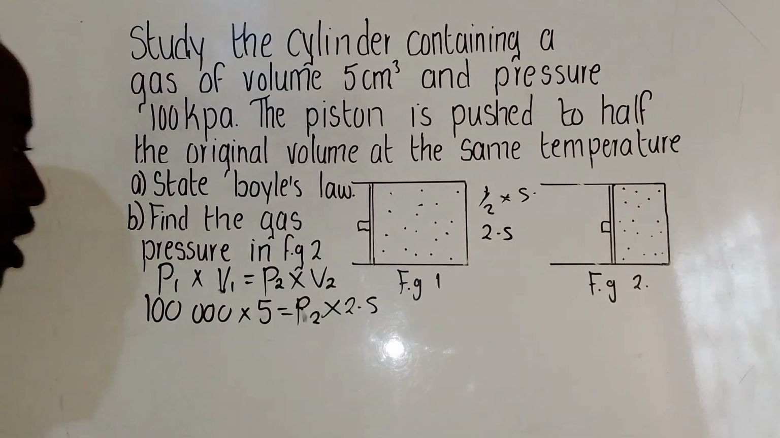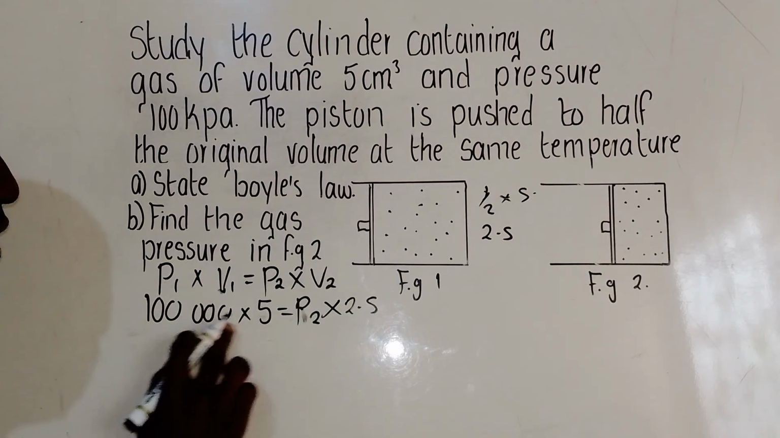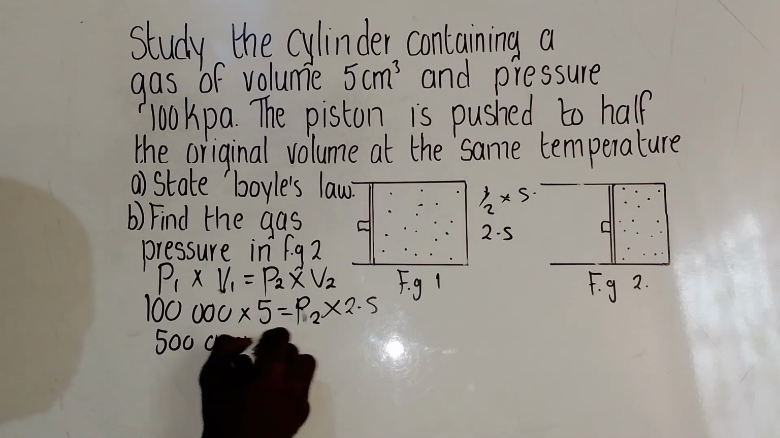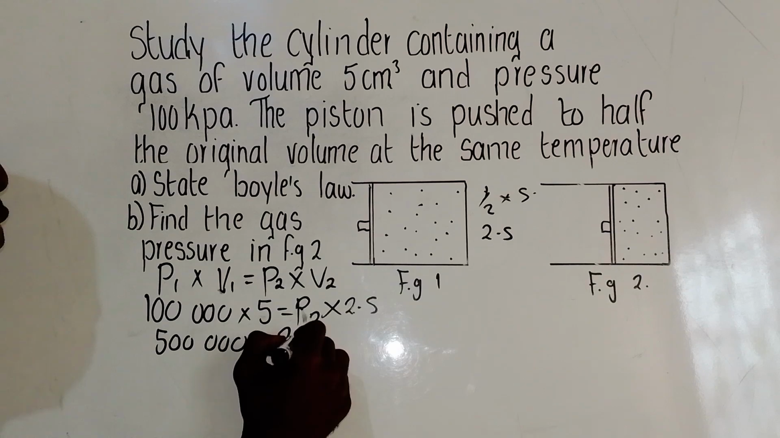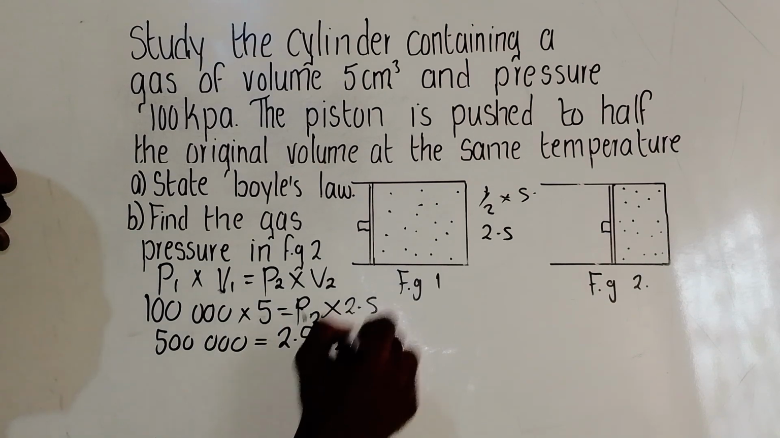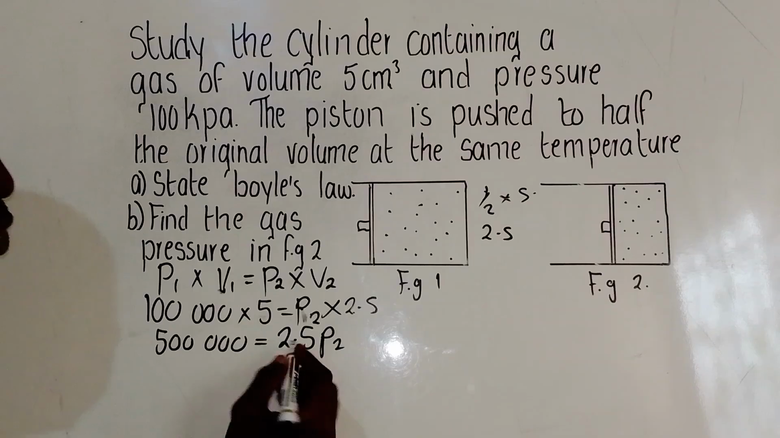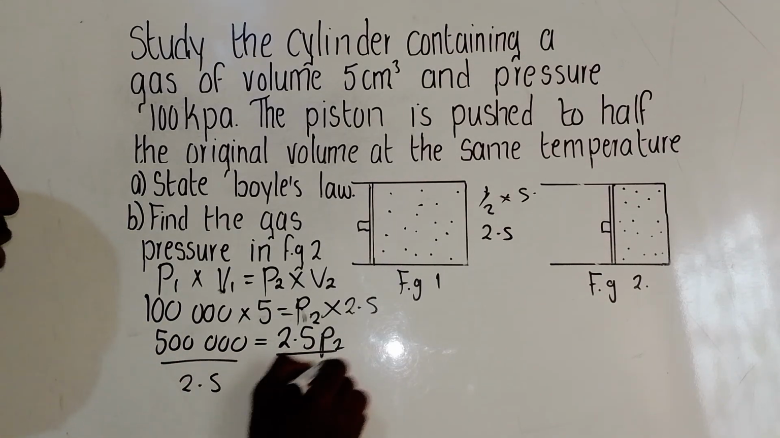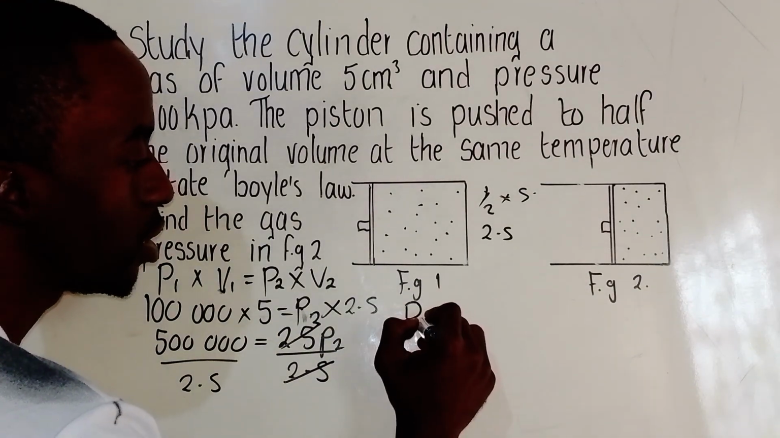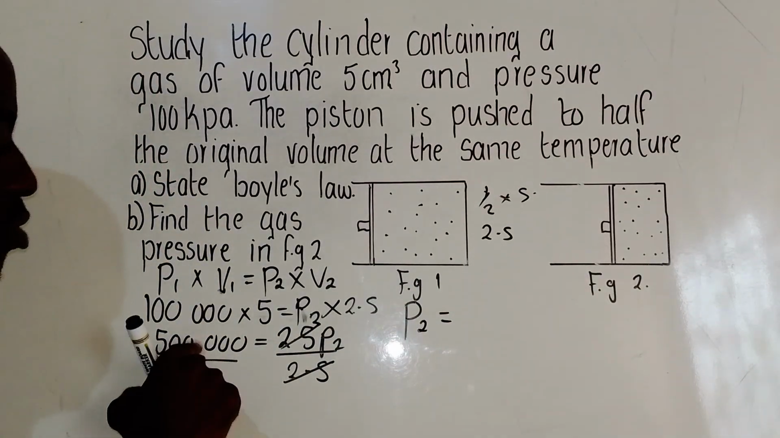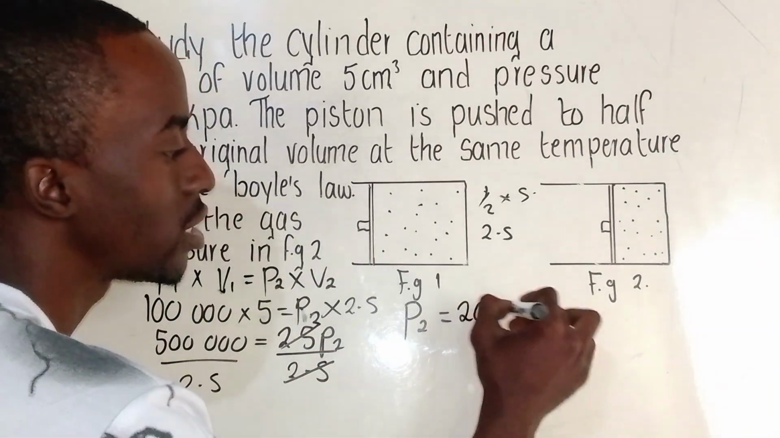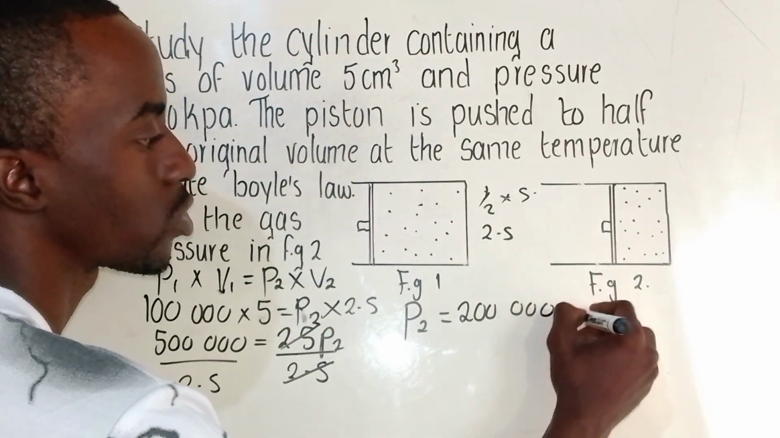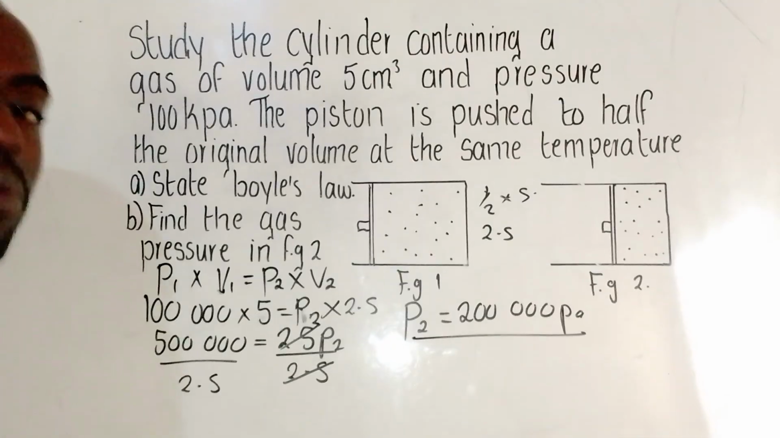Now this one times this one is going to give me 500,000. So this equals 2.5 times the second pressure. We want to find P2, so we divide by 2.5, and the 2.5 cancels out. So P2 is equal to 200,000. Since you're finding pressure, you say Pascal, like this. So this here was the answer.